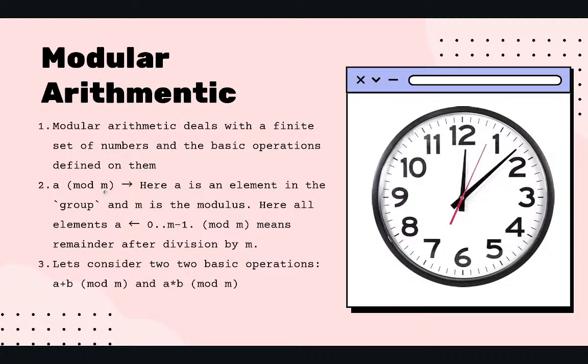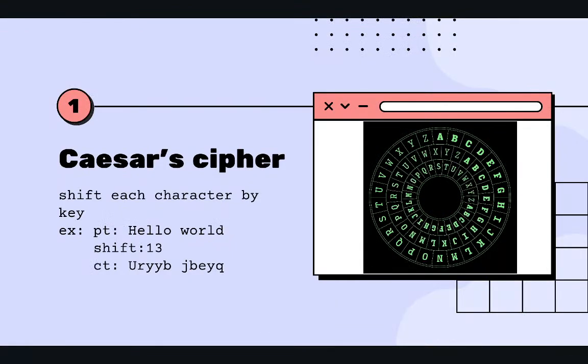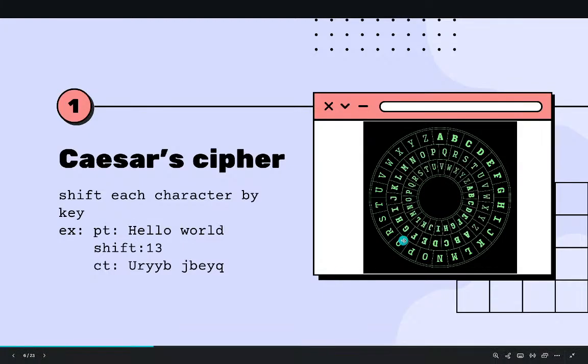So this notion of modular arithmetic is very important when it comes to cryptography. We'll see why that is in a moment. Before we move on, there are two operations within modular arithmetic. One is addition and one is multiplication. Let's now look into Caesar cipher.